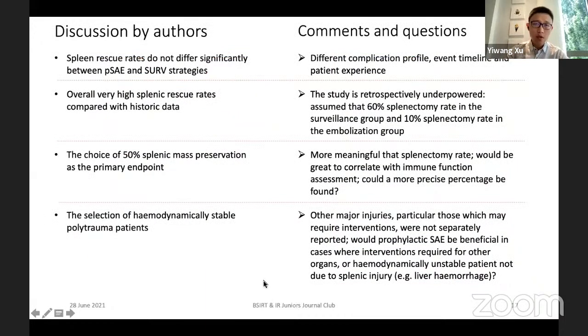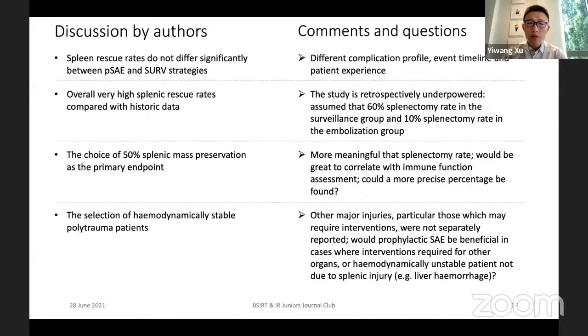A quick discussion, drawing from the paper, with some comments and questions. The authors drew the conclusion, rightly, that there is no difference in the splenic rescue rate between the two groups. But as we can see, the complication profile, the event timeline, and surely the patient experience will differ. Second point, overall very high splenic rescue rates compared to historic data, and that's 100% correct. In fact, historic data shows approximately 60% of non-operatively managed patients would eventually need splenectomy. And this data was from the early 2000s. Based on that assumption, the study is probably underpowered because they over-assumed the difference between the two groups.